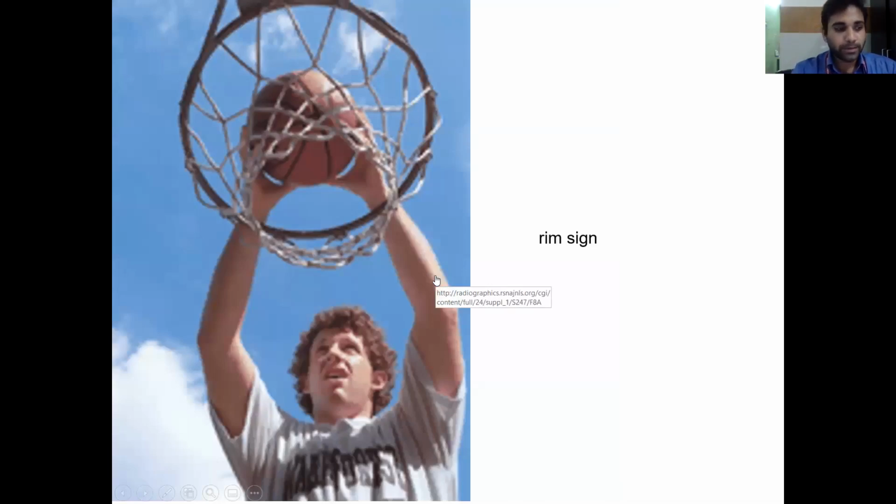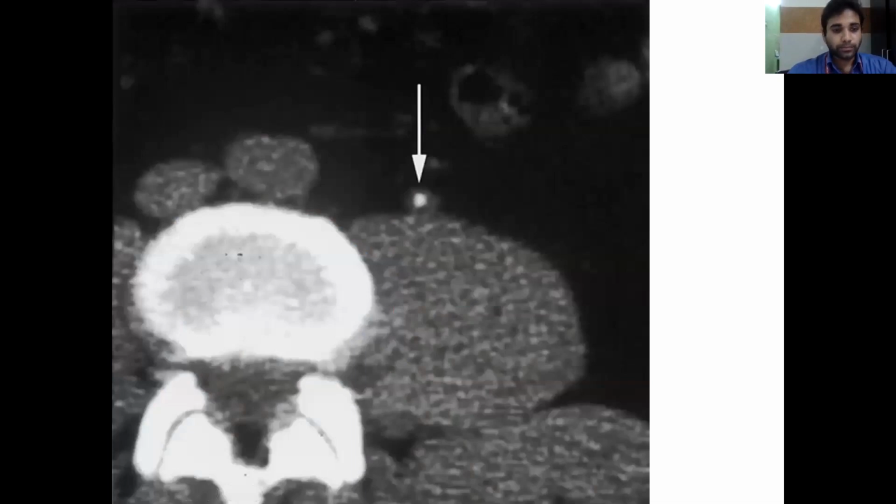Next, the rim sign. Soft tissue rim sign of ureteric calculus. Here, this NECT image shows the soft tissue rim surrounding a stone impacted in the middle of the left ureter. The rim represents edema of the ureteric wall.